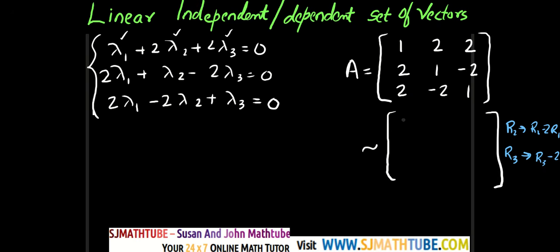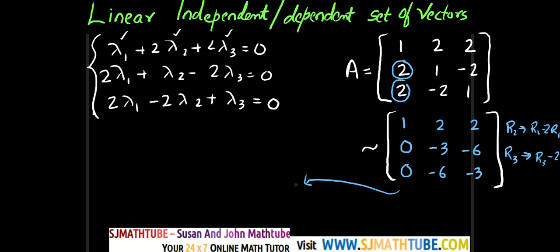Okay, so there'll be no change in the first row, that is 1, 2, 2, and the second row will change because these are my targets, 2 and 2. So it's going to be 0 and 1 minus 4, that will be minus 3, minus 2 minus 4, that gives me minus 6. Again 0 and minus 2 minus 4, that will be minus 6, and 1 minus 4, that will be minus 3. Okay, so this is equivalent to.